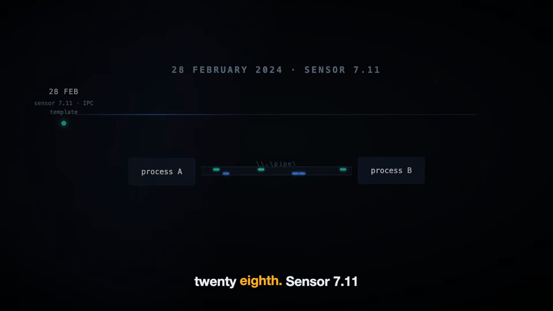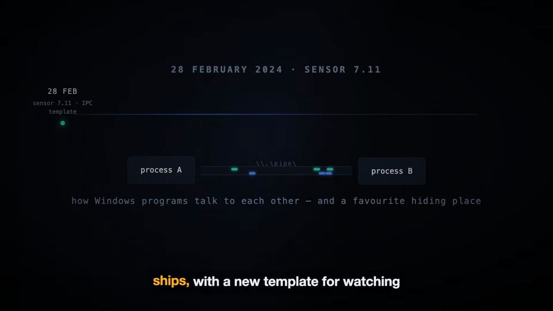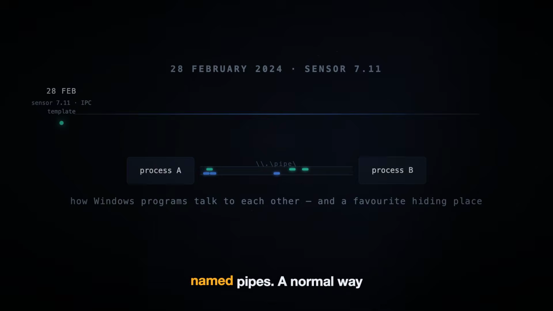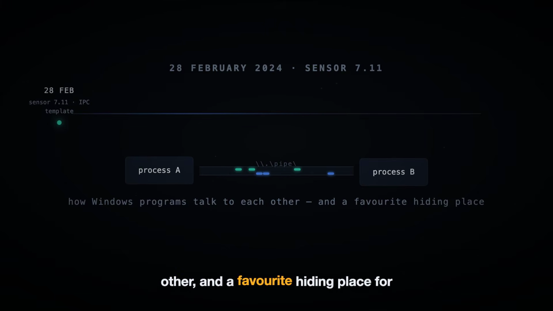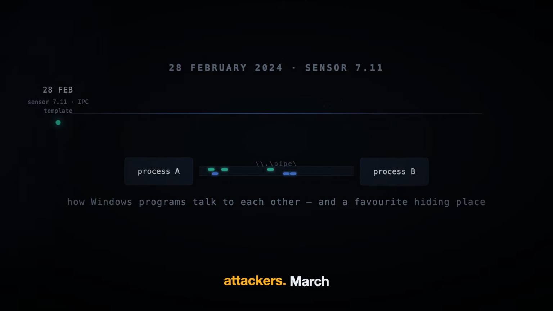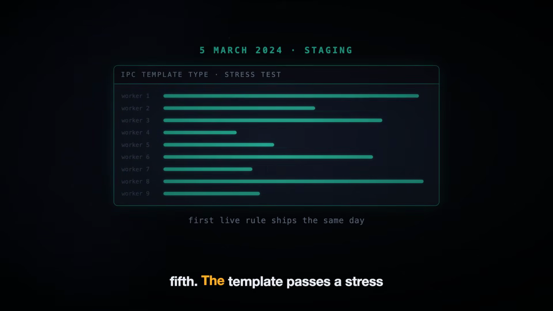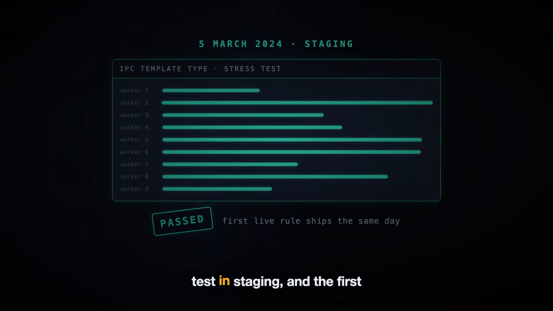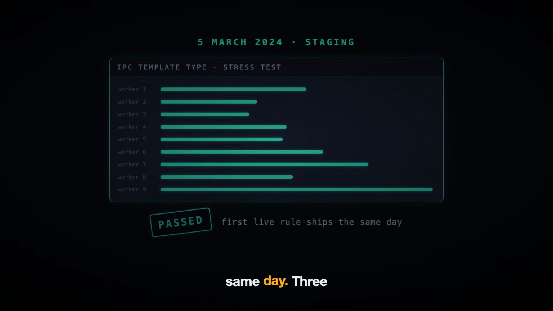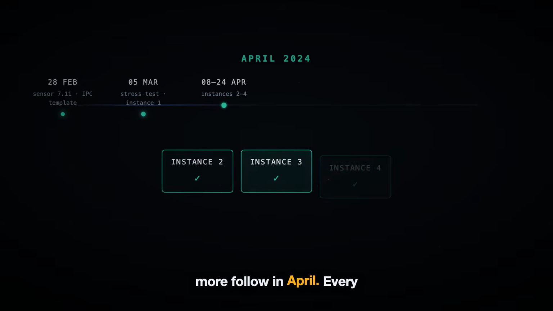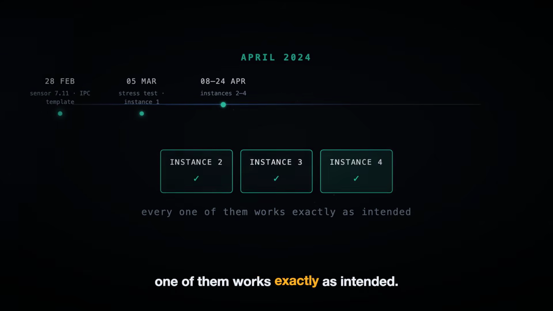February 28th, Sensor 7.11 ships with a new template for watching named pipes, a normal way Windows programs talk to each other and a favorite hiding place for attackers. March 5th, the template passes a stress test in staging, and the first live rule using it goes out the same day. 3 more follow in April. Every one of them works exactly as intended.